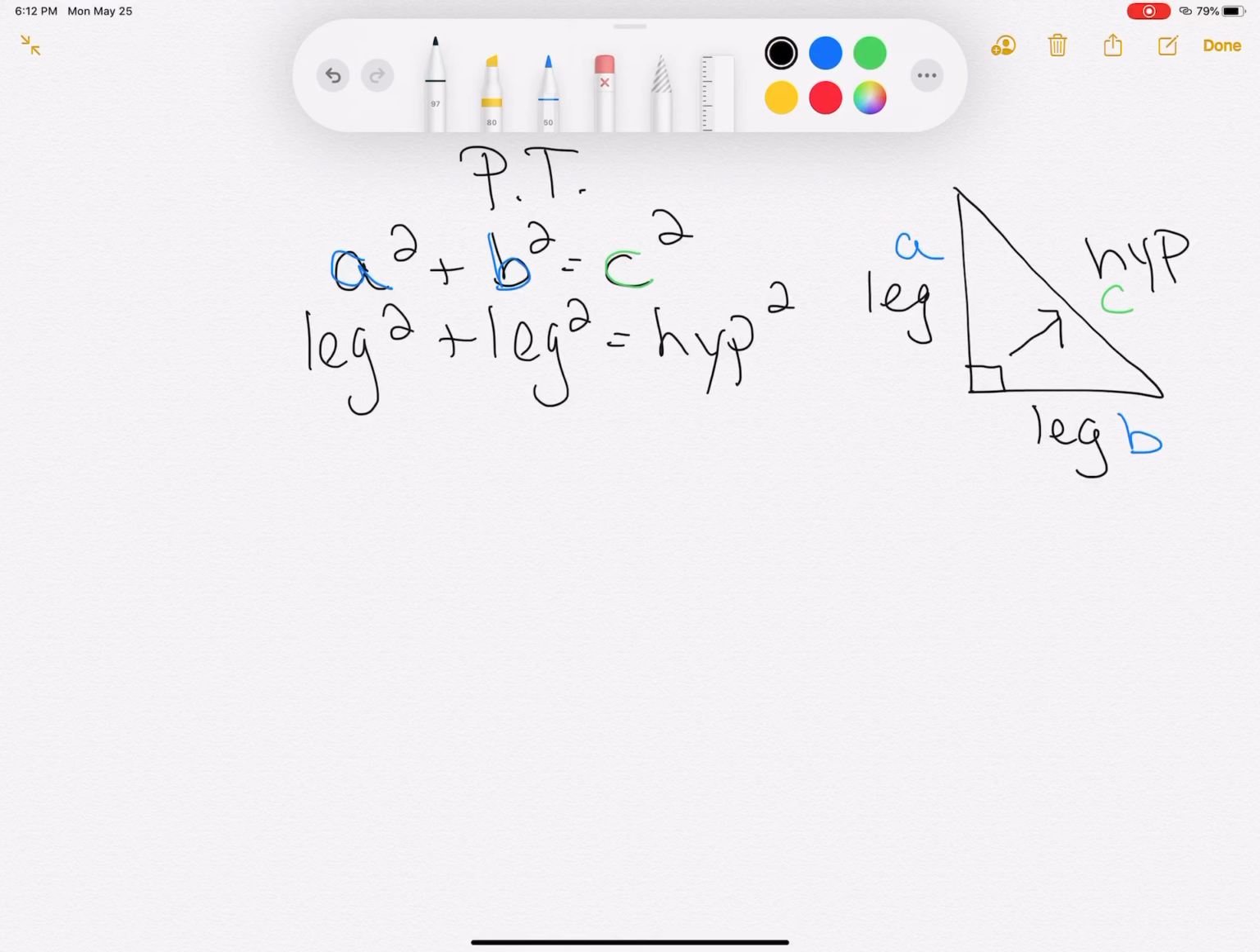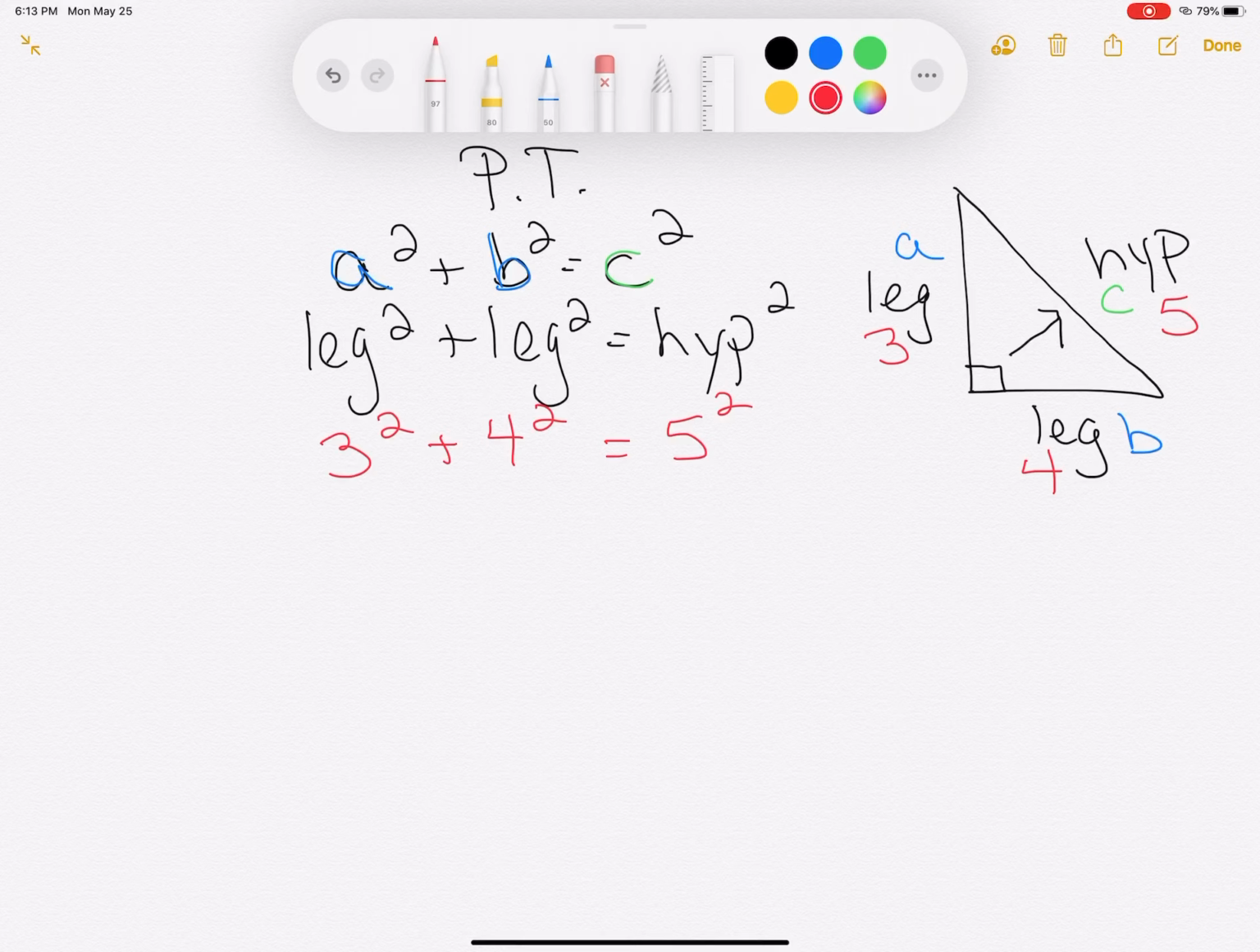And the Pythagorean theorem only works with right triangles. So, to show you an example of the Pythagorean theorem, I am going to use the numbers 3, 4, 5. Those are numbers that work into the Pythagorean theorem. They are also called Pythagorean triples. So Pythagorean triples are numbers that work in the Pythagorean theorem.